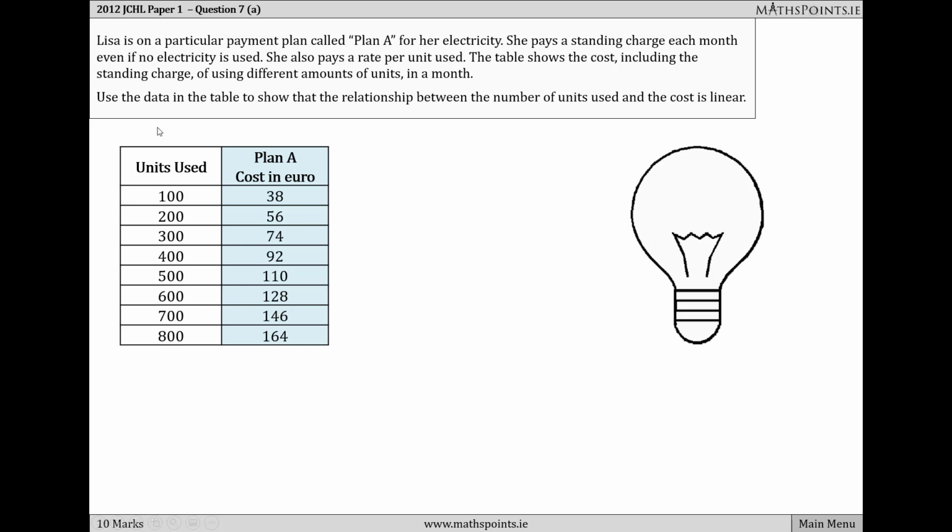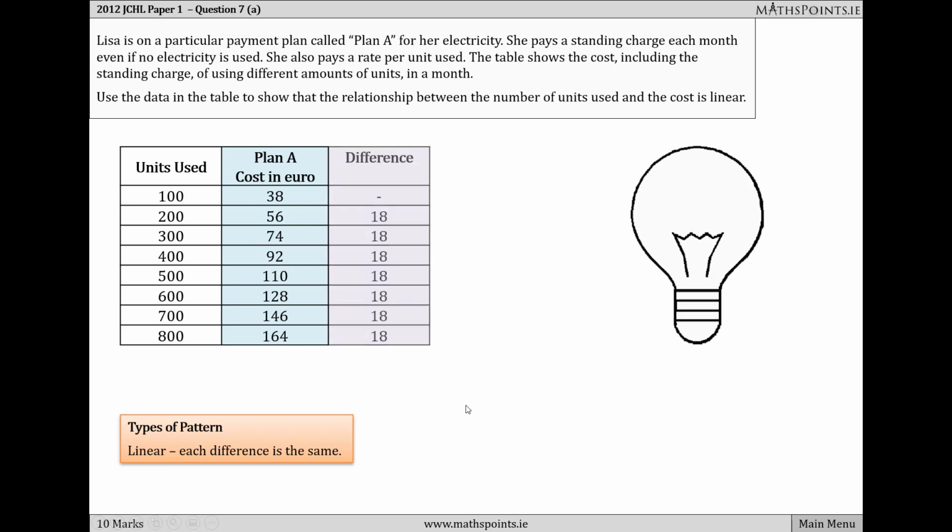The question asks us to use the data in the table to show that the relationship between the number of units used and the cost is linear. So a linear relationship is one where the difference is the same each time. And so if we calculate the differences between the costs of electricity every 100 units used, we can see that the difference is 18. And so the relationship between the number of units used and the cost of our electricity is linear.